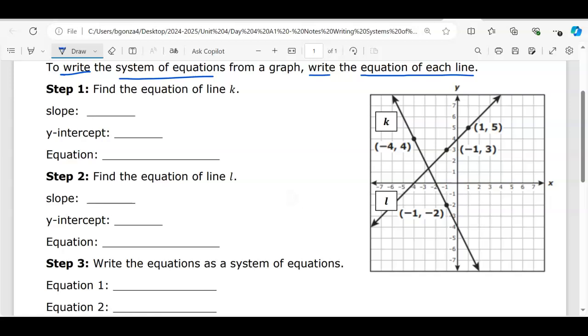So here's a reminder on how to do this. Find the equation of line K. So does everyone see K is right here? I'm going to outline it. It's this line right here.